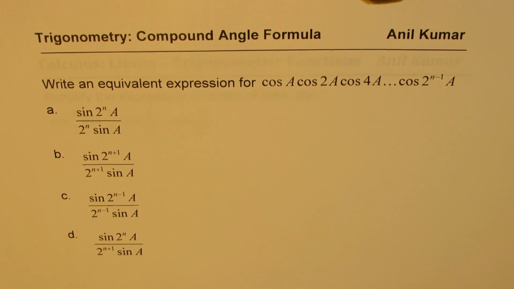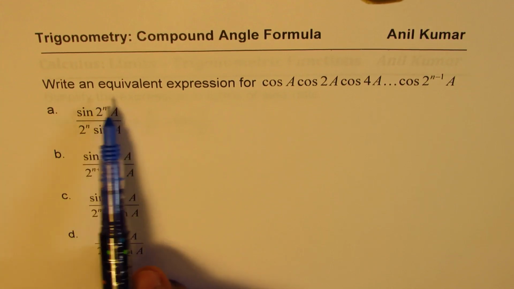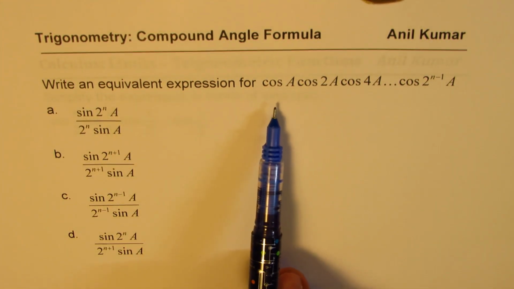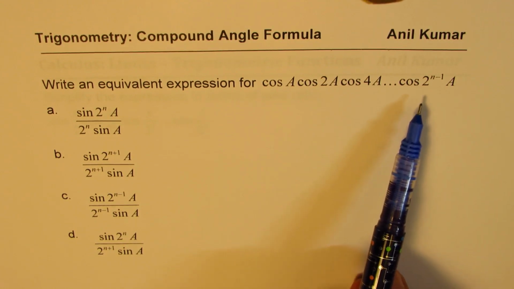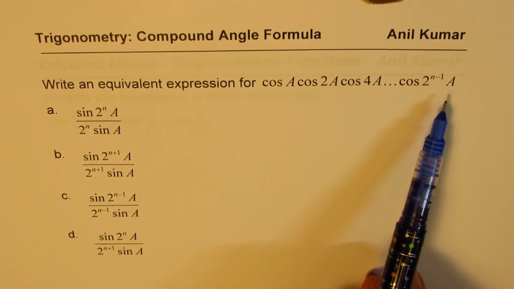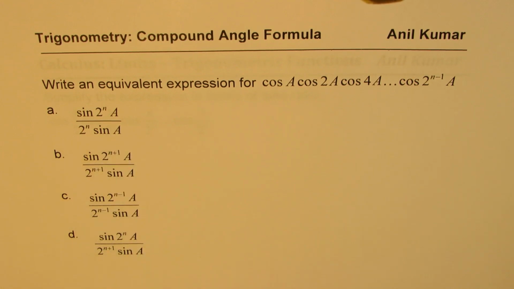Here we have a very interesting question, and the result of this question will be applied in many places to solve some complicated questions. We need to write an equivalent expression for cos A times cos 2A times cos 4A till cos to the power of 2 n minus 1A. One of these is the right choice. So you can always pause the video, answer the question, and then look into my suggestions. So let's try to work on this.